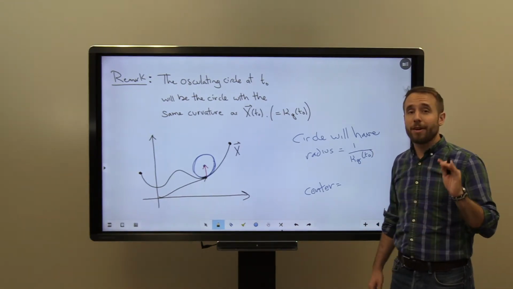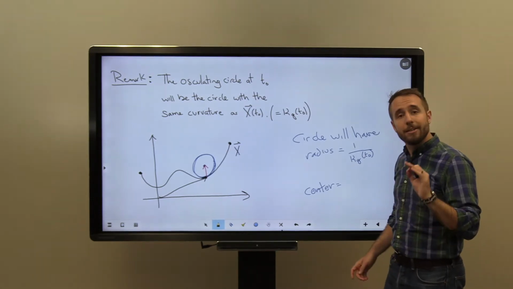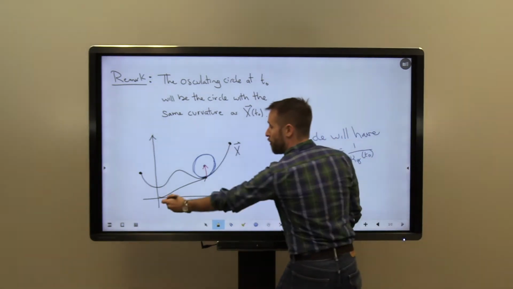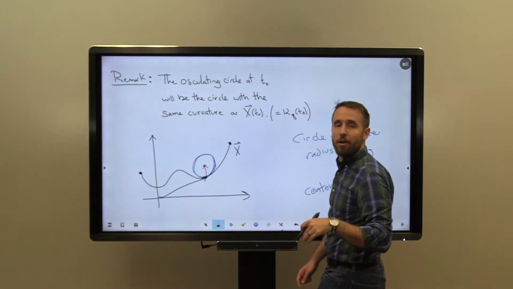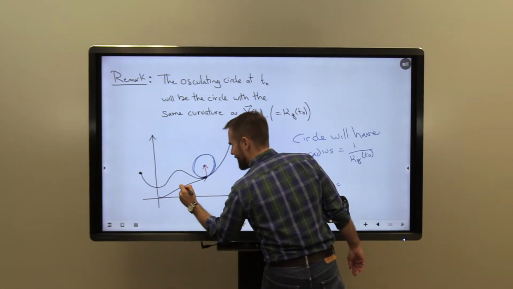Now, we have to figure out what those 2 vectors are, though. The first vector is relatively straightforward. It is just pointing to the point on this curve x. So specifically, this vector is, whoa.